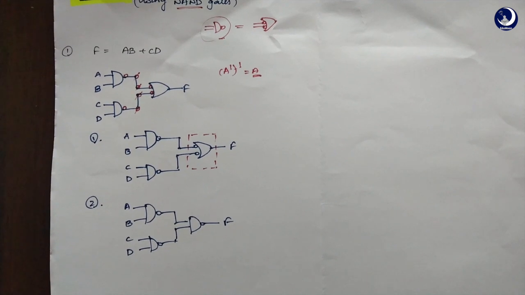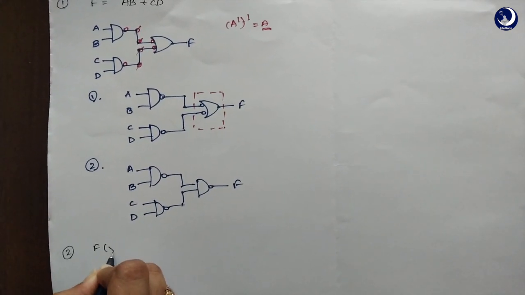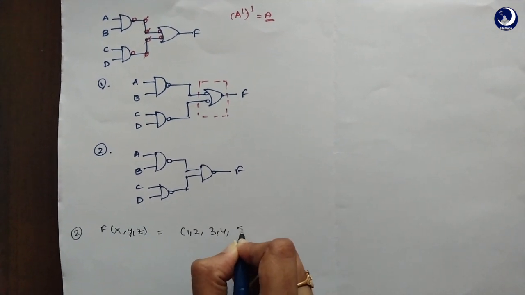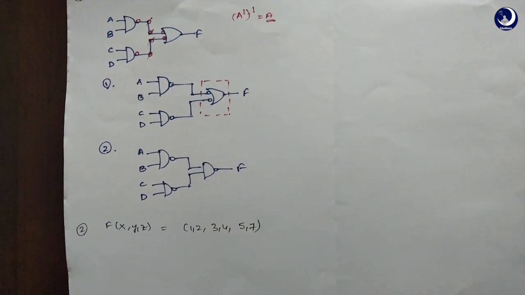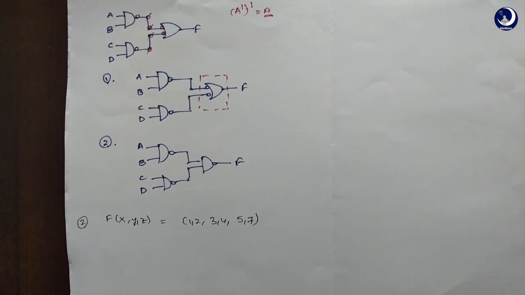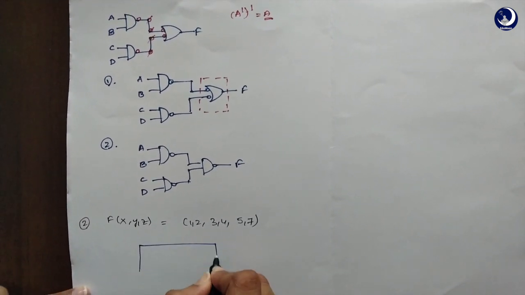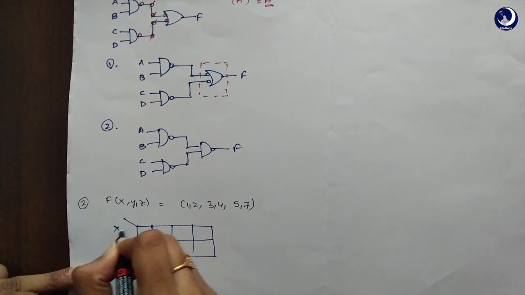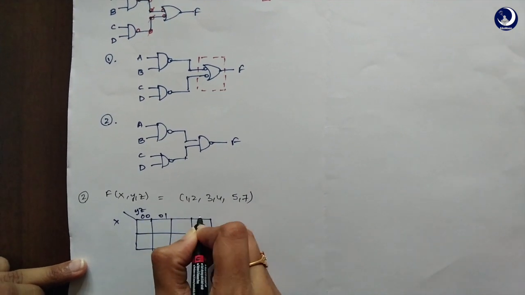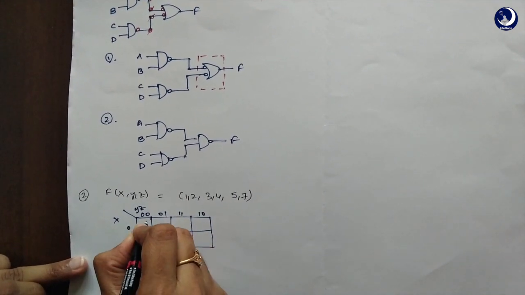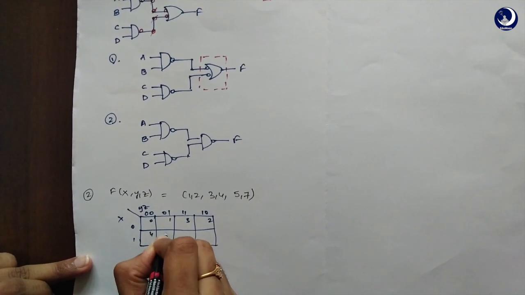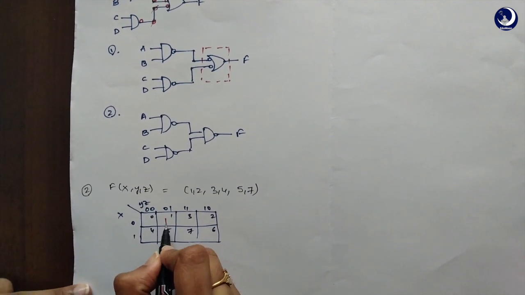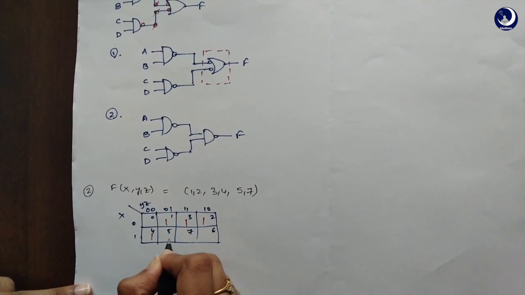I'll just write it. Consider the function f of x, y, z equals sigma of 1, 2, 3, 4, 5, 7. Now this is usually solved using K-maps. I hope you guys are very clear with the concept of K-maps, so I'm not going into greater detail. I'll just draw this fast. x, y, z: 0 0, 0 1, 1 0 and 1 1, and this is 0 and 1. This is 0, 1, 2, 3, 4, 5, 6 and 7. Now start writing these values. You have 1, 2, 3, 4, 5, 7.